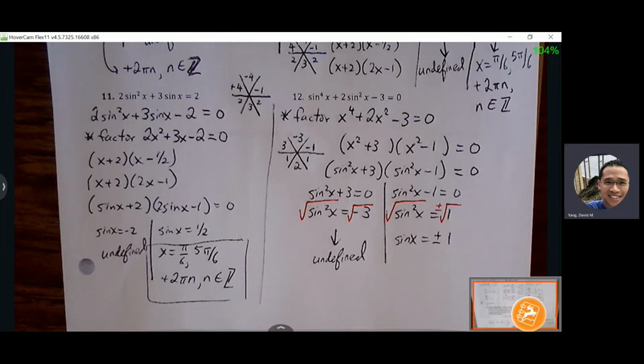We're at sine 1 or -1. Pi over 2 and 3 pi over 2, okay.